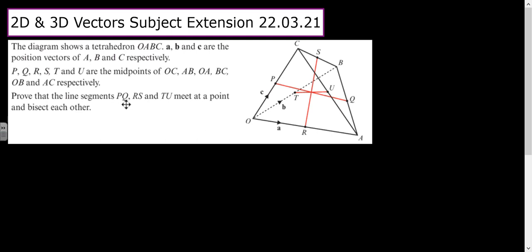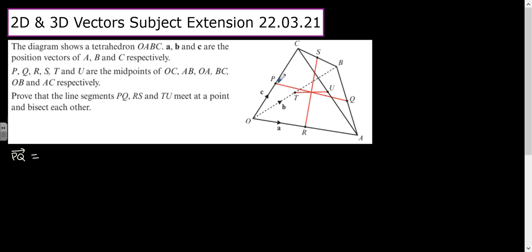So then we're asked to prove that the line segments PQ, RS, and TU meet at a point and they bisect each other. So it's this point right in the middle of the diagram. Whenever we're asked to prove that the line segments bisect each other, we focus on those line segments. The first one I'm going to focus on is the vector PQ, this one here. What I want to do is to write PQ in terms of a, b, and c, because then I'll be able to do some work on that and prove that it bisects one of the other lines. So, describe the vector PQ.